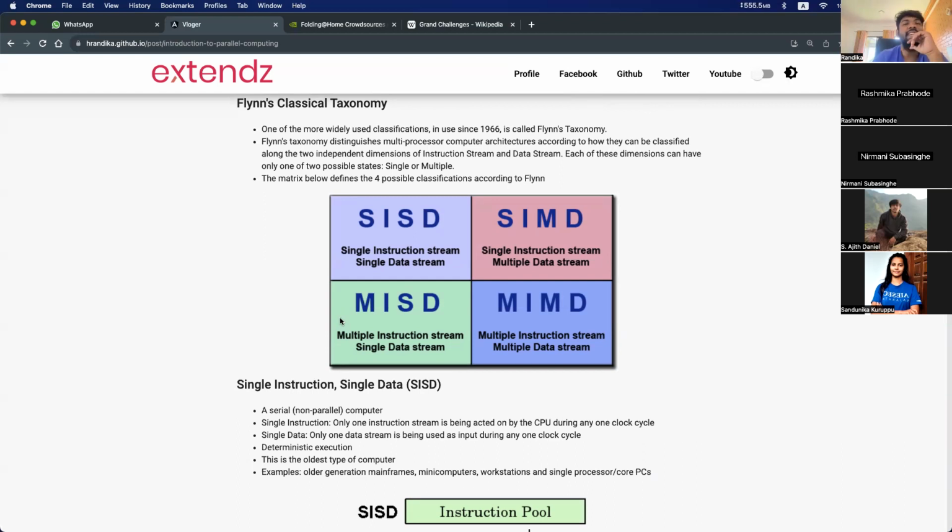So let's see what this taxonomy is explaining to us, and see the boundaries of instruction execution and what we can get out of these things. One of the most widely used classifications since 1966, Flynn's taxonomy describes multiple processor computer architecture according to how they can be classified along two independent dimensions: instruction stream and data stream. Each of these dimensions can have only one of two possible strategies, single or multiple.